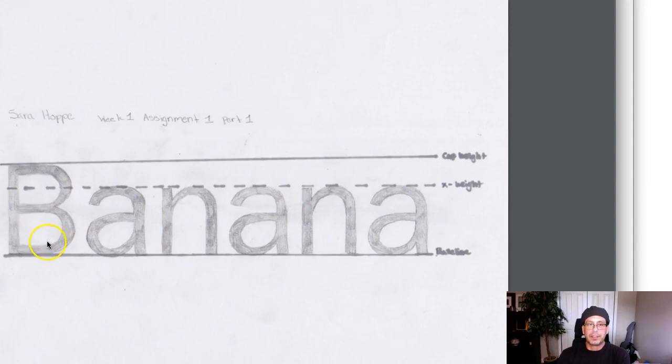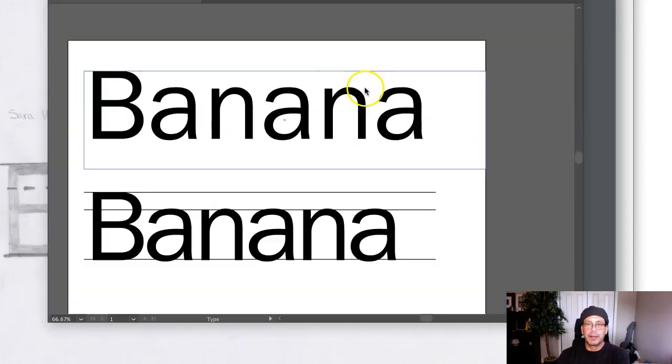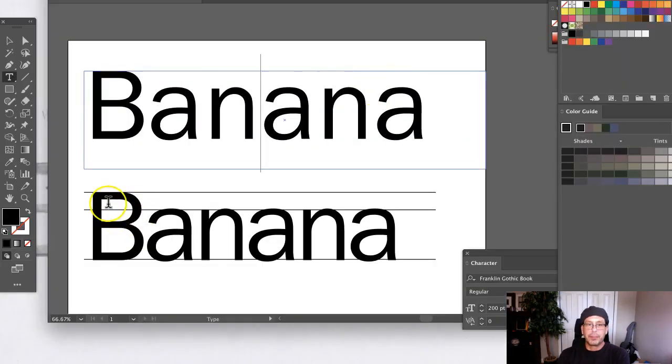Yours is really close, but they look really close to being the same size. So you want to make sure that the upper counter for the uppercase B is a little bit smaller than the lowercase counter.